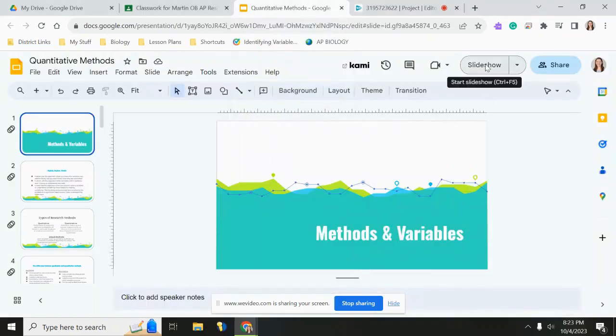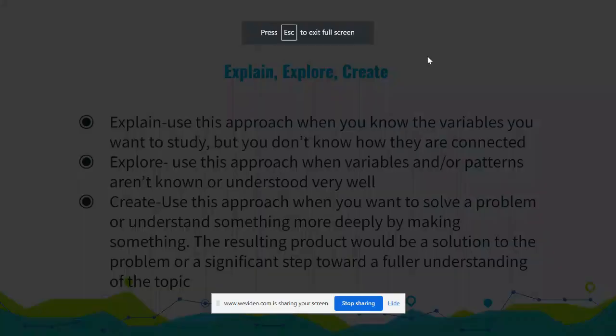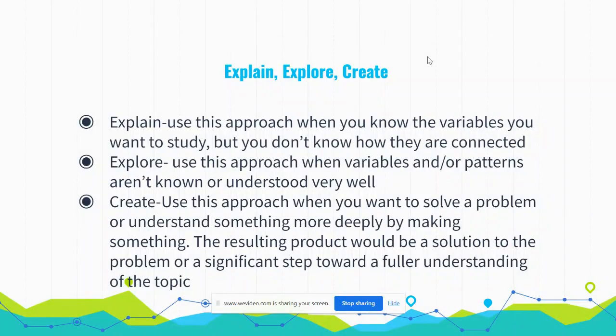Hey you guys, so this is the notes for quantitative methods. First, just know whenever we're talking about different methods, AP Research says that we can use methods to explore three different things. We can explain something, explore something, or create something. However, I don't think anyone in our classes is doing a create method. That's where you would perform something. So we're going to focus on explaining things and exploring things.